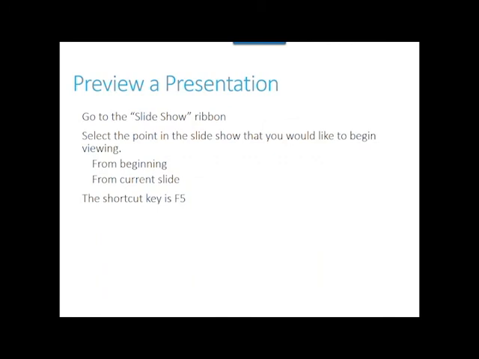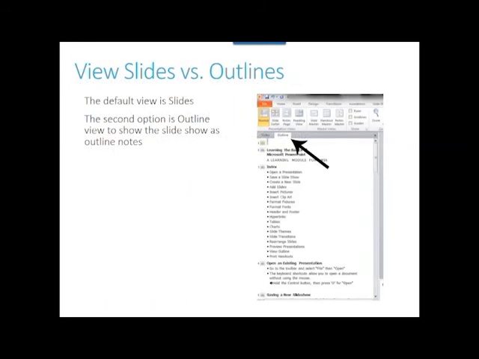So how to preview a presentation? It's as easy as it sounds. You just go to the Slide Show ribbon, select the point in the slideshow that you would like to begin viewing from, such as the current slide, and the shortcut for presenting is F5.